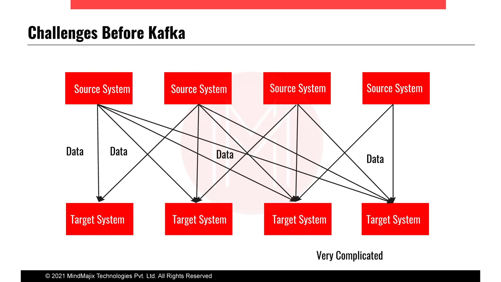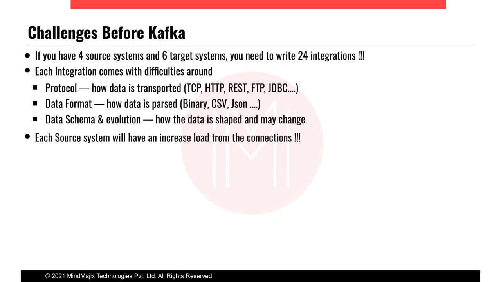To simplify this, let me explain what the problem is when we have more source systems and more target systems. The first thing is, if you have 4 source systems and 6 target systems, you need to develop 24 integrations. 4 into 6, total 24, right? So you have to write 24 integrations. Each and every integration comes with difficulties in terms of protocol, data format, and data schema and evolution.